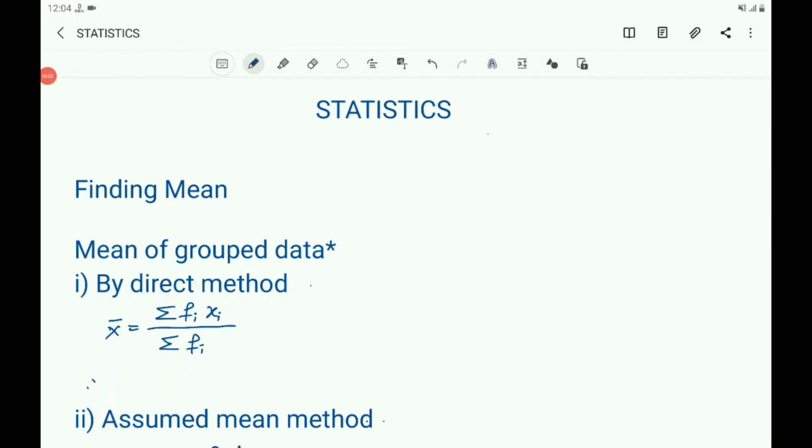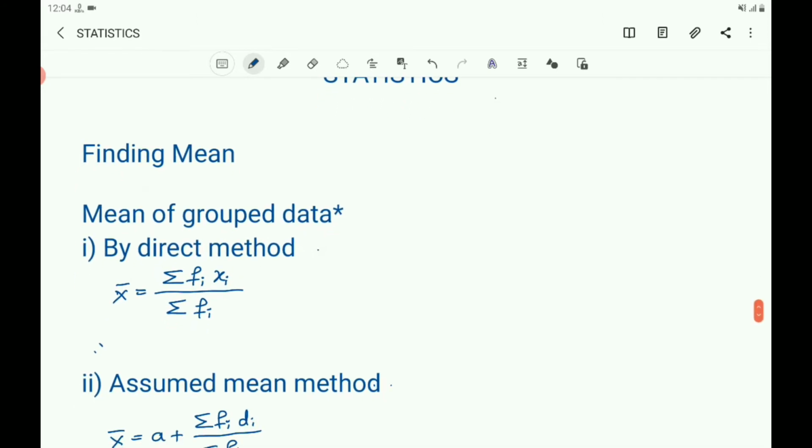Children, let us continue the chapter statistics. Now let us discuss finding the mean of grouped data. Already we discussed the direct method of finding the mean of grouped data, that is by using the formula x bar equals summation of xi fi by summation of fi.